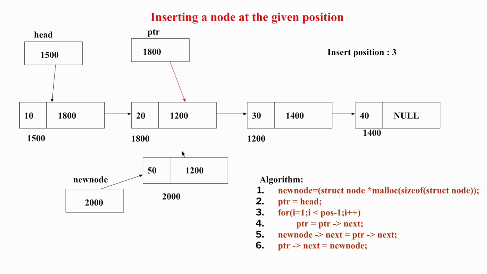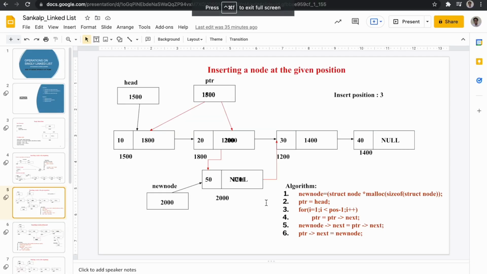Hence, we have to create a link between the new node and the node containing the value 30. And as a final step, we have to create a link between our current node and the new node. And this is how we have inserted the new node at position number 3 of this particular linked list. Now this is the algorithm that we are going to use in our code. So once we have understood the algorithm, let's now code in the compiler.